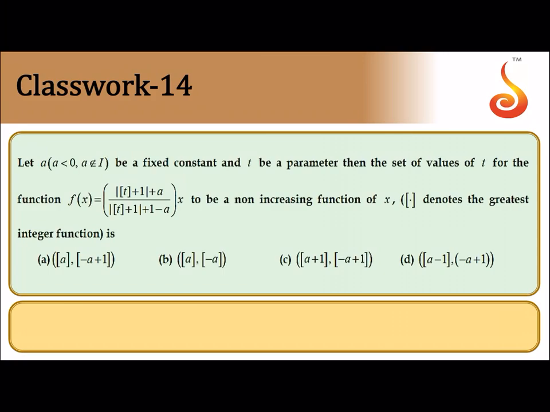14. Let a be less than 0, a fixed constant parameter. Find the set of values of t for which f(x) equals modulus of (greatest integer of t plus 1 plus a) times x, and modulus of (greatest integer of t plus 1 minus a) times x, is a non-increasing function. Non-increasing function means what? It is a decreasing function. So f dash x is less than or equal to 0.